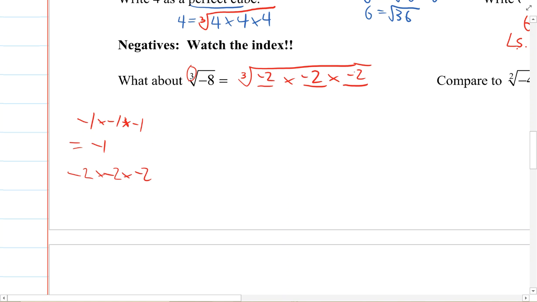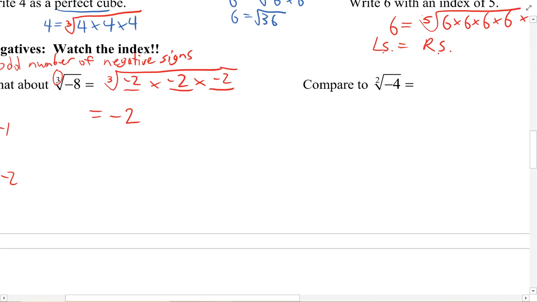Now, what we've got to be careful of is that we have an odd number of negative signs. And that's important to see. Okay, in order to get a negative, you have to have an odd number. So this equals negative 2.